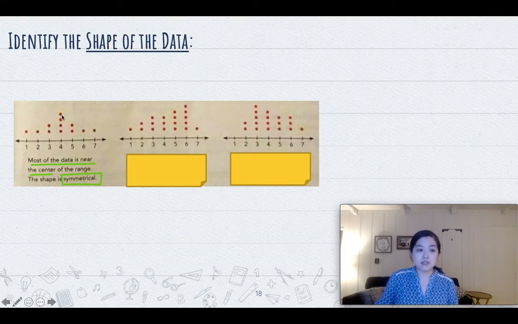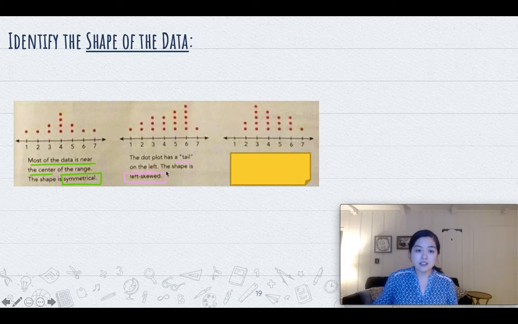The shape is symmetrical. Look at this one. It doesn't seem like most congregate at the center. It looks like a lot of them congregate here, but then it gets less and less and less on the left side, doesn't it? It almost looks like a tail on the left side. So when we see a tail on the left side, the shape is called left skewed.